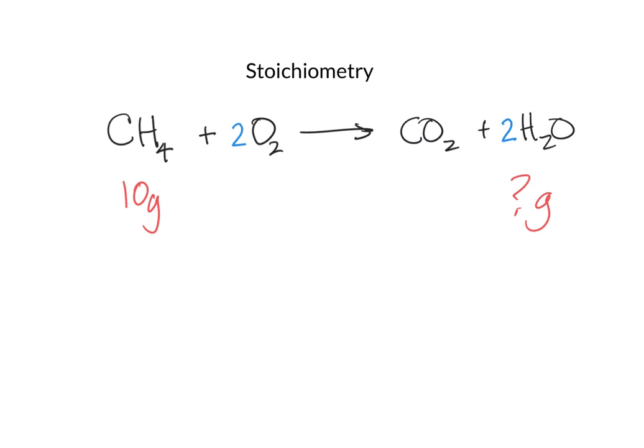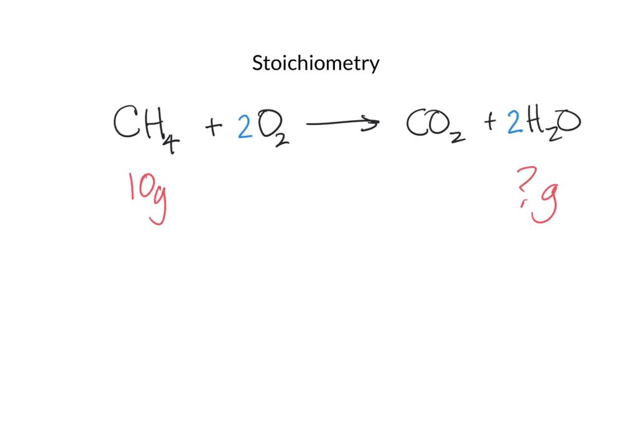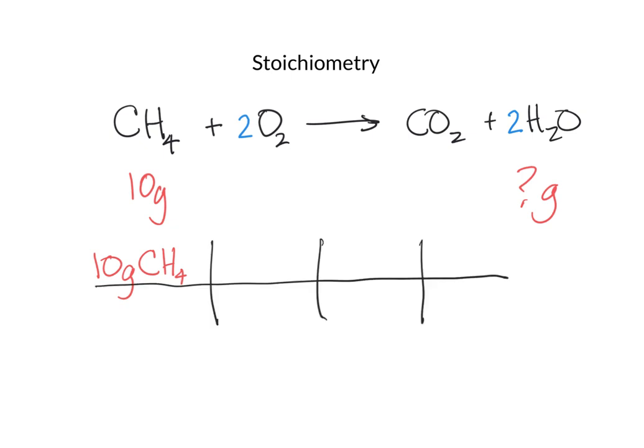There's a couple of different ways to do this problem, but I'm going to show you how to use dimensional analysis to solve this. I'm going to start with my given 10 grams of CH4. Okay, so I need some conversions, and one conversion I have is molar mass. When you're doing stoichiometry, you're going to be using molar mass a lot. That is the number of grams in 1 mole of a substance.